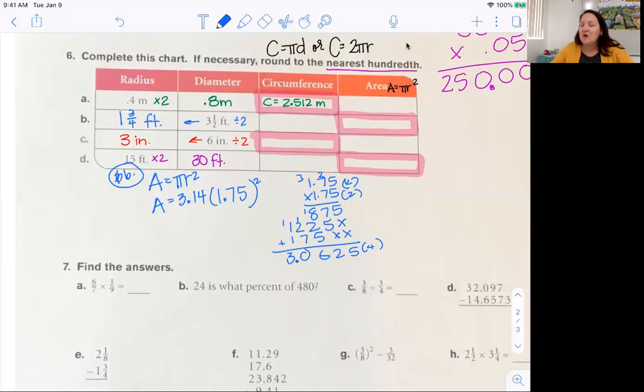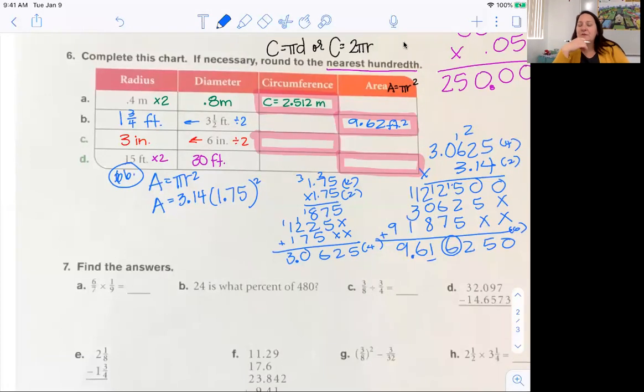Okay, so when you multiply this, you get 3.0625. But that's for your radius squared, but we have to do what still? Multiply by the pi. 3.0625 times 3.14. Press pause, work on that, and then come back. Okay, when you multiply, you get 9.616250. And our direction said round to the nearest hundredth. So we get 9.62 feet squared.